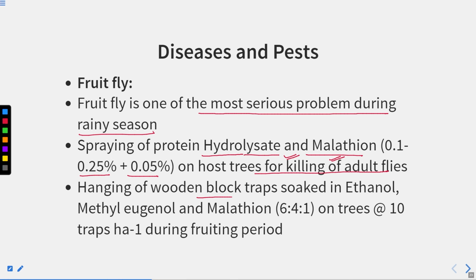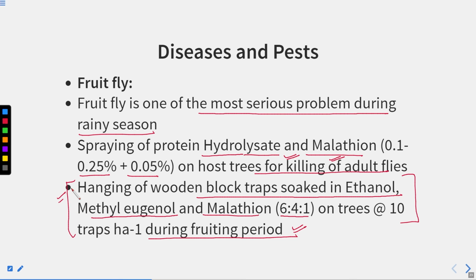And hanging of wooden block traps soaked in ethanol, methyl eugenol and malathion in the ratio of 6:4:1 on trees at 10 traps per hectare during the fruiting period. So in the fruiting period we can have some trapping system. We can have the hanging of the wooden block traps, so these flies can get trapped in this, and we have to apply some chemicals in this ratio, that is the ethanol, methyl eugenol and malathion in the ratio of 6:4:1.